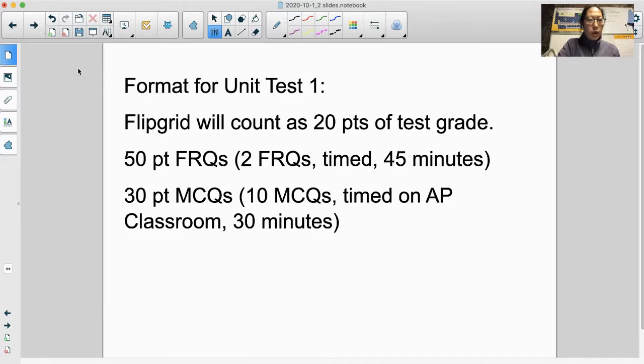Okay, so just the format for unit test 1, the Flipgrid is going to count as 20 points of the test grade. Then we have 50 points for the FRQs and then 30 points for the MCQs. Exactly how I'm going to put those, I'm not sure. I may actually use Edulastic. It seemed to work well.